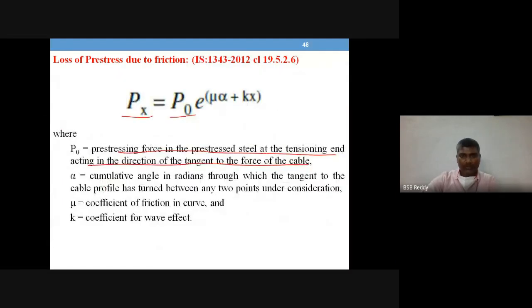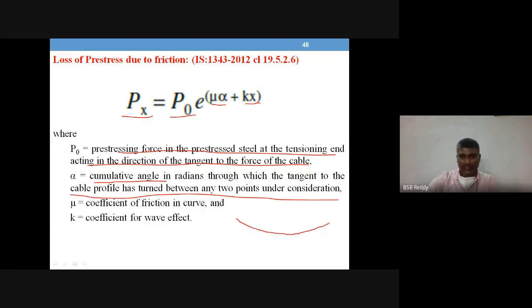e power minus mu times alpha plus k times x. Alpha, as I just told you, is the cumulative angle in radians through which the tangent to the cable profile has turned between any 2 points under consideration.